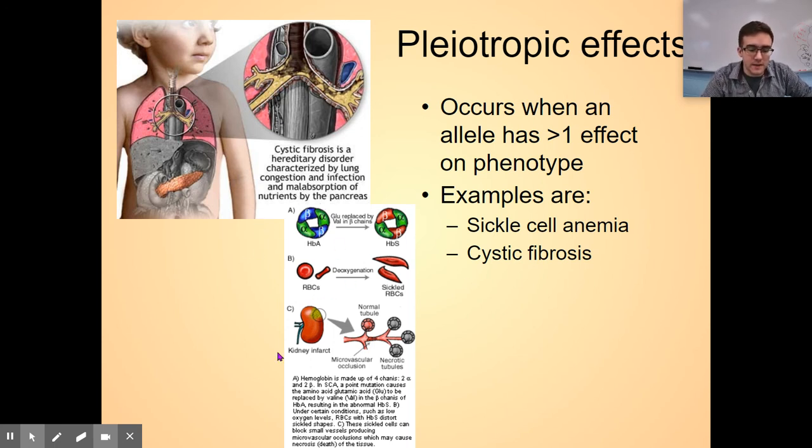Sickle cell anemia is the same way. Huntington's disease is the same way. One allele has more than one effect on phenotype.